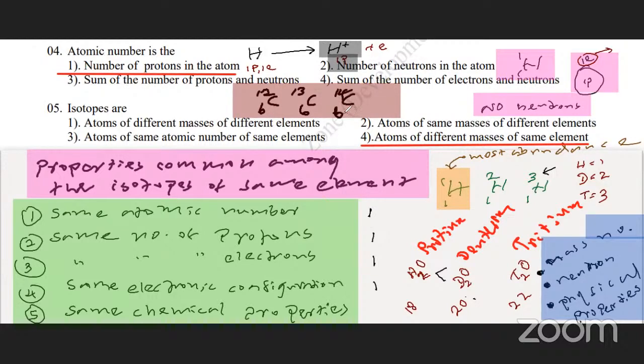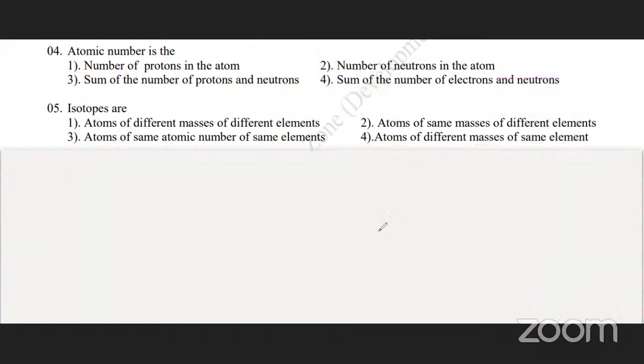Neutron number is not constant. What is constant? Protons are constant. Atomic number is constant. Electronic configuration 2, 4 is constant for all of these. But neutron number is not constant for a given element, because I have given a question here. What is not constant for a given element? The answer will be neutrons. Okay, so I'll erase the screen.